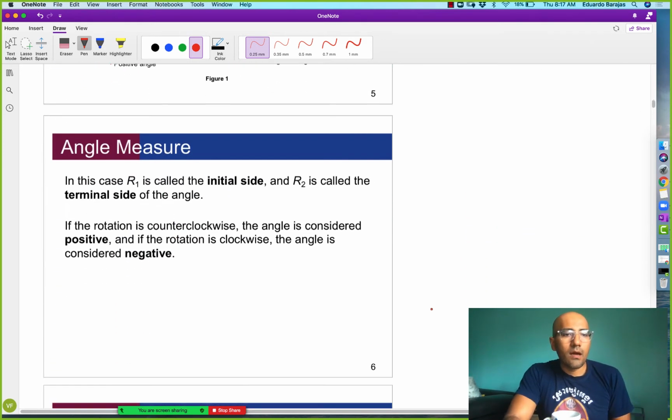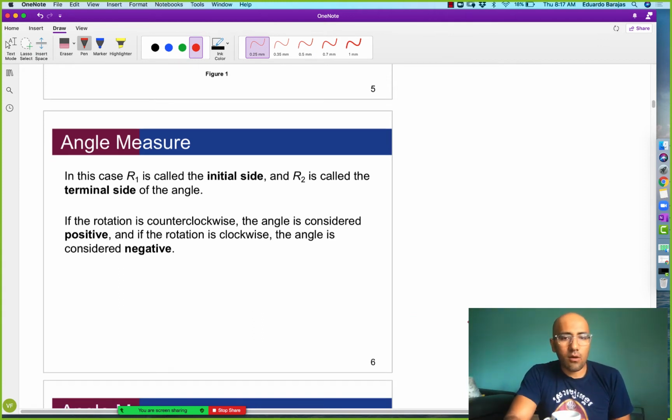Okay. In this case, R1 is called the initial side, R sub 2 is called the terminal side. If the rotation is counterclockwise, the angle is considered positive. And we're going to have to come up with some other way of describing what these motions are, since I think increasingly people are unaware of what a clock is, or a traditional clock. So clockwise and counterclockwise, right? The old school kind of clocks.